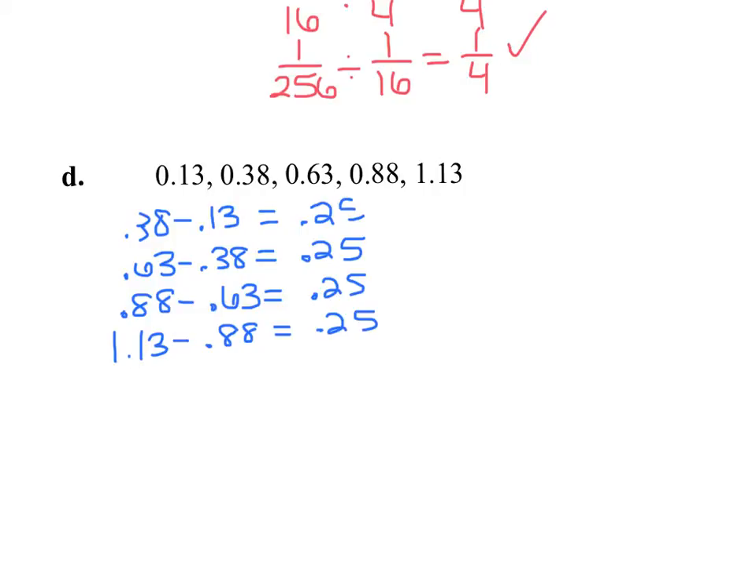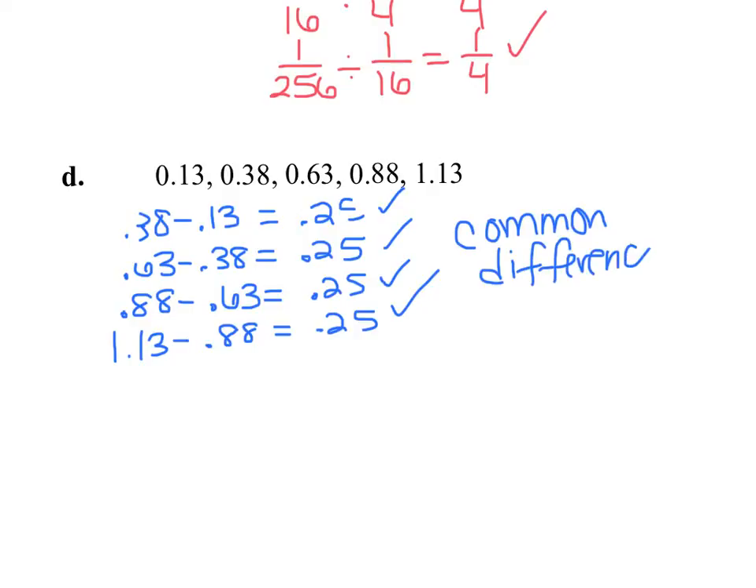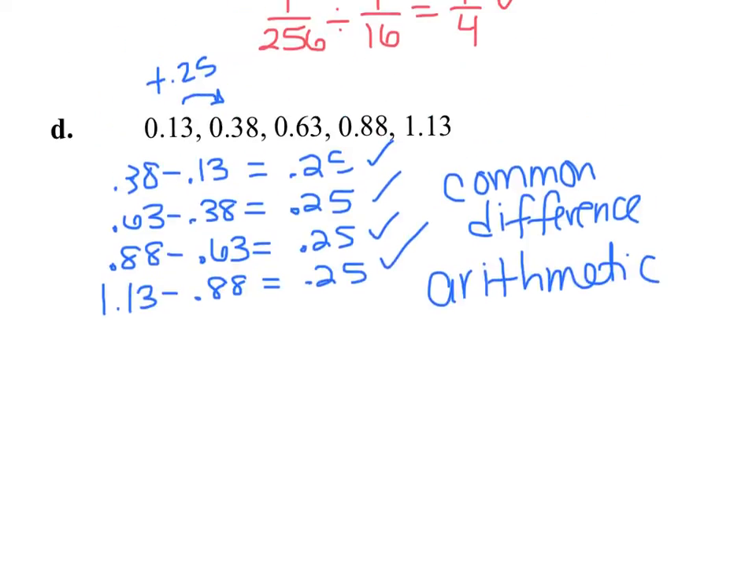And with that pattern, I see that I subtracted. So this is known as my common difference. That's why they use the word difference there. Common difference. And I know it's going to be arithmetic because I added to get to that next term. To go from 0.13 to 0.38, I added 25 cents, or I added 0.25. All right, I think that takes care of the first problem.